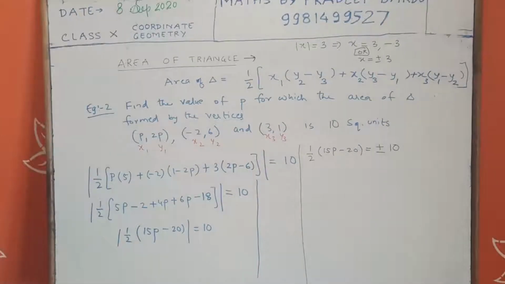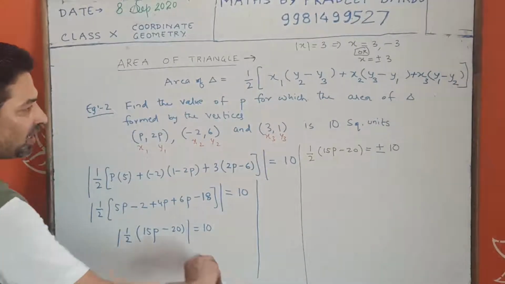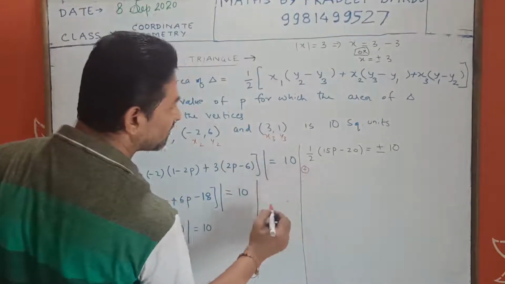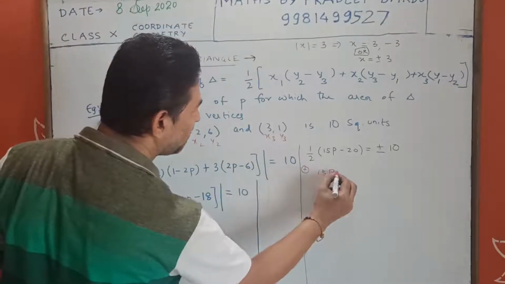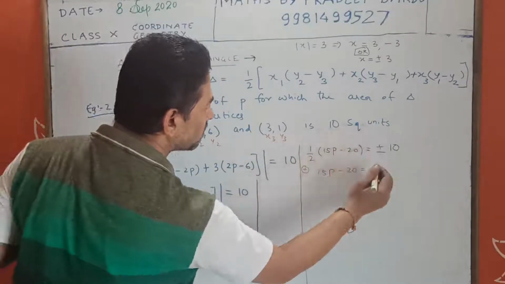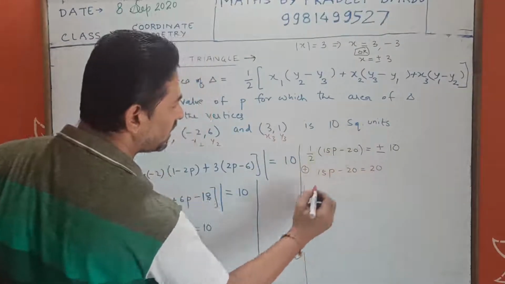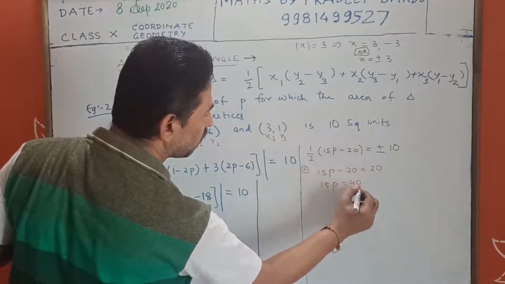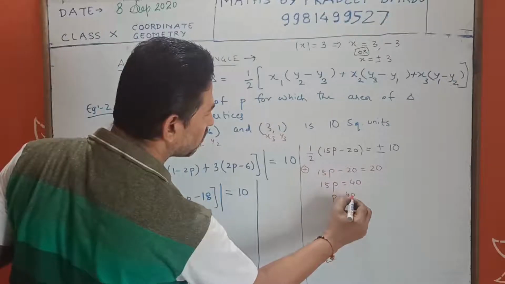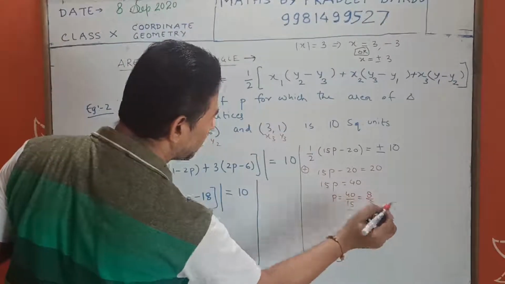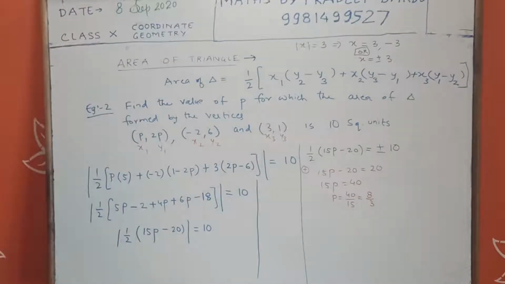Right? Now let's take the positive sign first, then we will take the minus sign. Take the positive sign. 15p minus 20 equal to 2 into 10. This is 20. 15p is equal to 40. p is equal to 40 by 15, that is 8 upon 3. P is 8 upon 3.